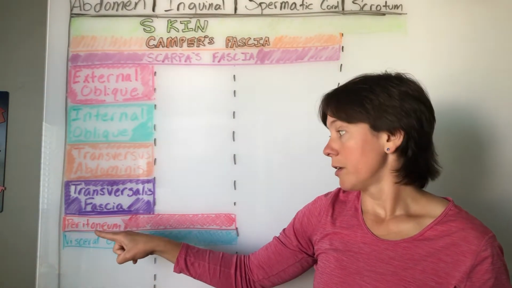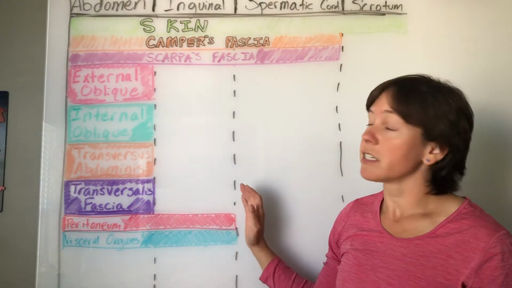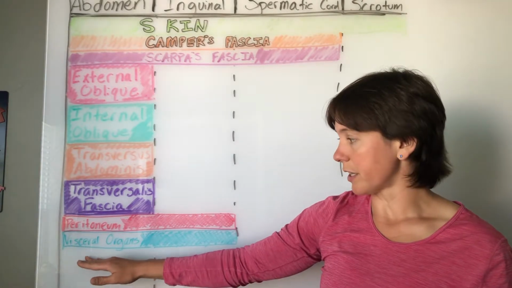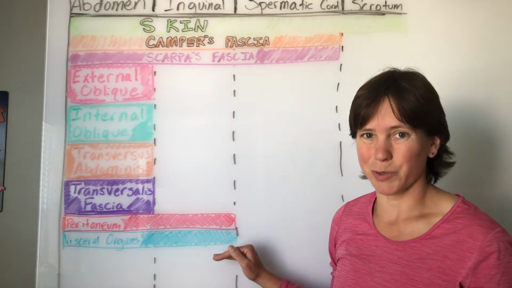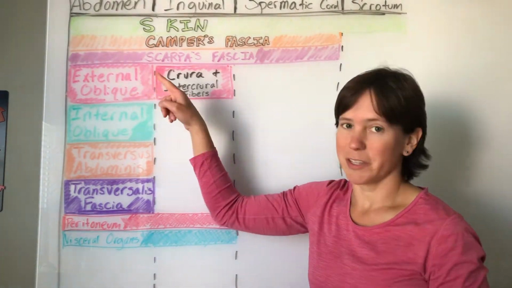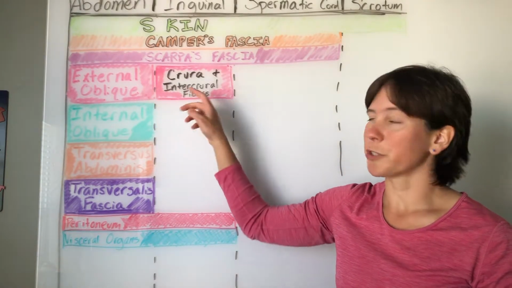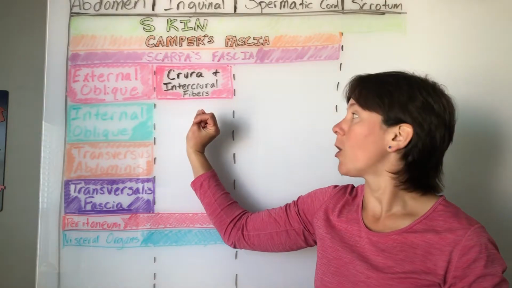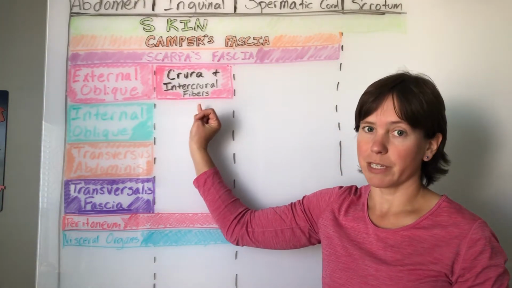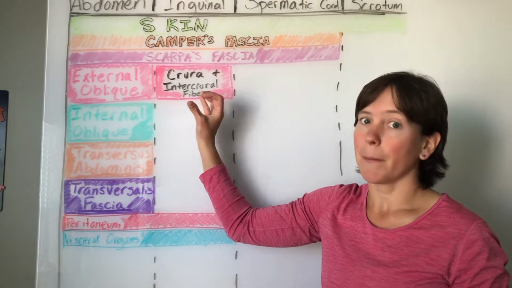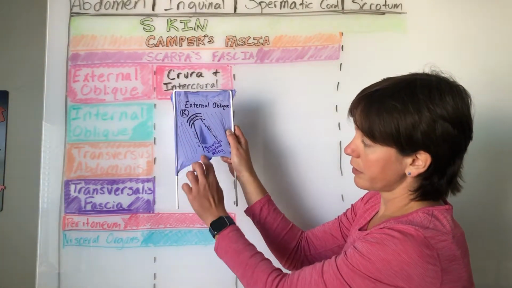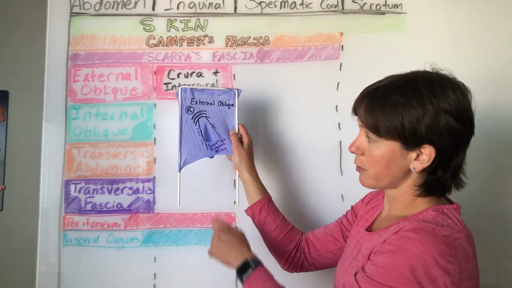Then we have your peritoneum that will extend through the inguinal canal, and we'll have your visceral organ layer that will extend through the inguinal canal. In the inguinal region, the external abdominal oblique will turn into the crura and intercrural fibers. If you recall, the intercrural fibers and the medial and lateral crus make up the boundaries of the superficial inguinal ring to reinforce the hole.